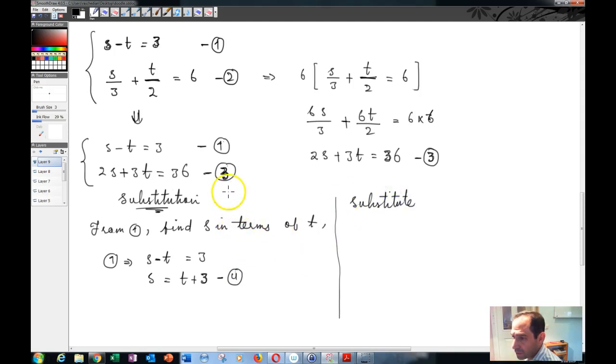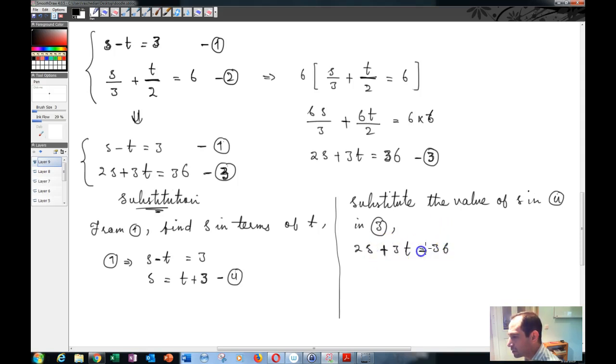Substitute the value of s in 4, and you cannot use 1 anymore because the value of s you already got from 1, so you have to use 3 over here. So substitute the value of s in 4, which you got from 1, in equation number 3. So equation number 3 is 2s plus 3t is equal to 36. Now s is equal to t plus 3.